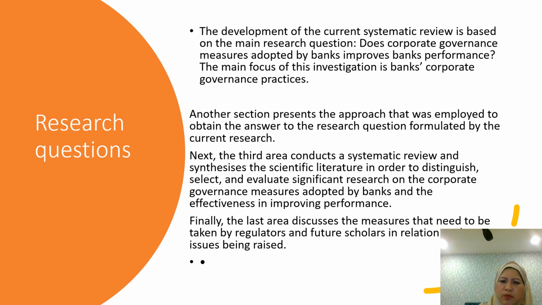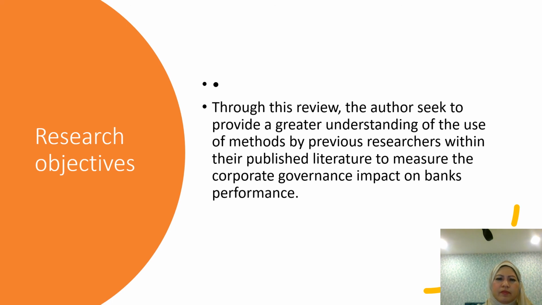So we are going to synthesize the scientific literature in order to distinguish. We need to differentiate, distinguish, select, and evaluate significant research. So not every piece of literature will be reviewed. And finally, the last area is to discuss the actions to be taken by regulators and future scholars in relation to the issues being raised. Through this review, we seek to have a greater understanding of the methods used by previous researchers within their published literature to measure the corporate governance impact on bank performance.